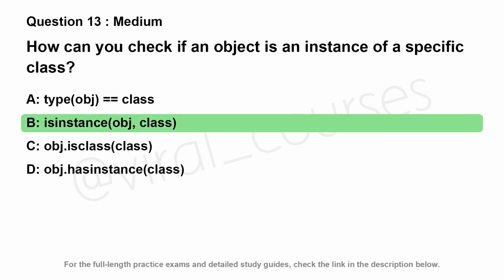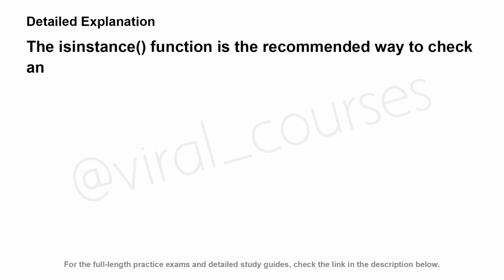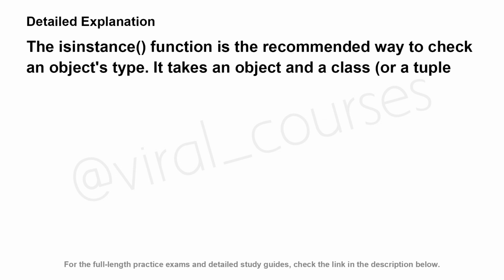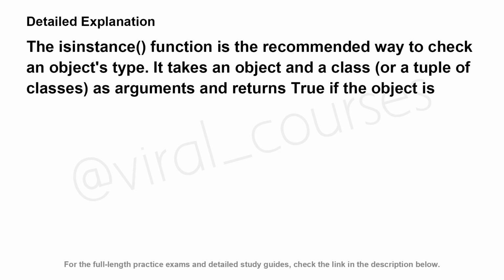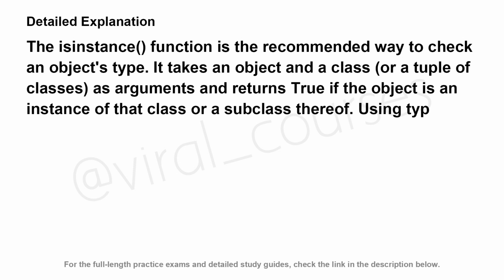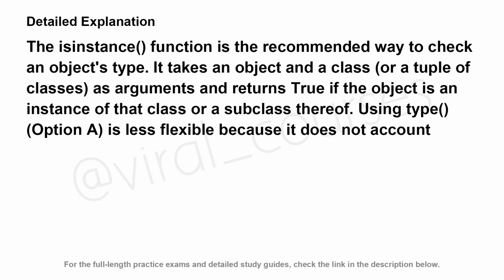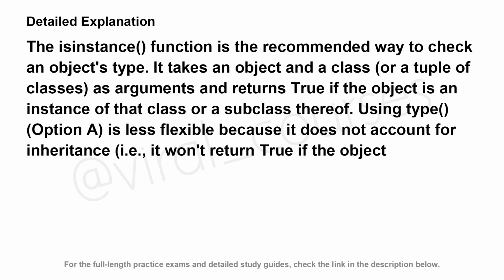The correct answer is B. The isinstance function is the recommended way to check an object's type. It takes an object and a class, or a tuple of classes, as arguments and returns True if the object is an instance of that class or a subclass thereof. Using type, Option A, is less flexible because it does not account for inheritance, i.e., it won't return True if the object is a subclass instance.